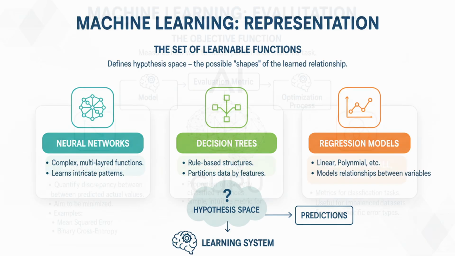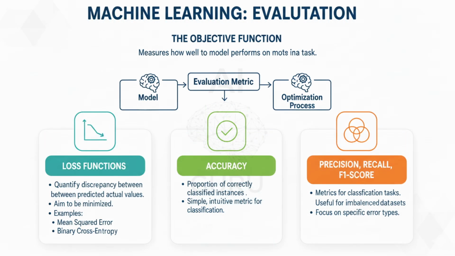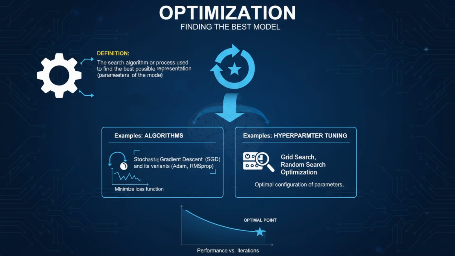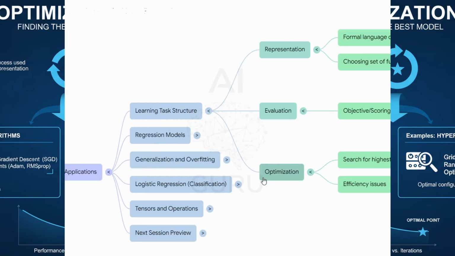Got it. Then evaluation. That sounds like grading its homework. Exactly. It's the objective function, the scorecard. How do we measure if it's doing well or poorly? What counts as a good answer? And finally, optimization. That's the learning part. That's the search. It's the actual method the algorithm uses to find the best settings, the best parameters within that chosen language to get the highest score on that evaluation. It's the engine driving the whole thing.